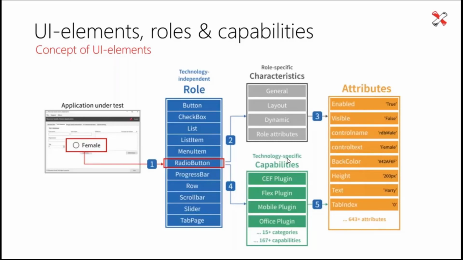Also, in addition, with the technology-specific capabilities, you have your CEF plugin, or mobile plugin, Office plugin, or WPF forms, things of that nature. And if you notice here, there's 15 plus categories, 167 plus capabilities. These in turn also feed into the attributes, and you have over 643 attributes that are generated by Ranorex for creating or finding the most proper RanorexPath.